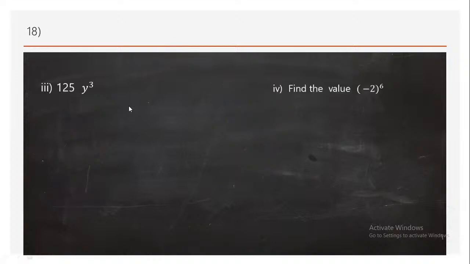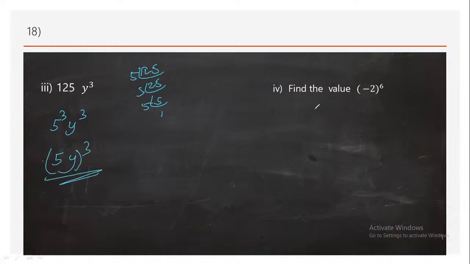Next question, 125y to the power 3. It means 125 can be divided by 5, 25 again by 5. So 5 to the power 3 y to the power 3, which is 5y to the power 3.